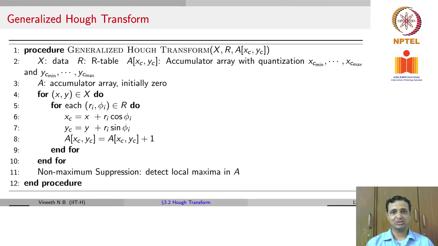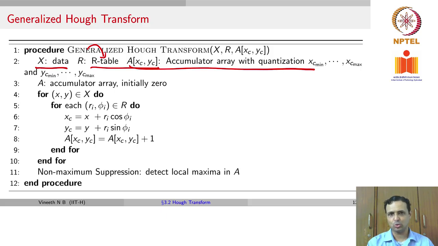Here is the algorithm of what is known as the generalized Hough transform. You have your data, you are given your R table, which you've already built from the shape that was given to you. Remember once again that the shape is not well defined mathematically, it is given to you. Using that shape, you construct the R table, and you also construct an accumulator array for however many dimensions you have to estimate.